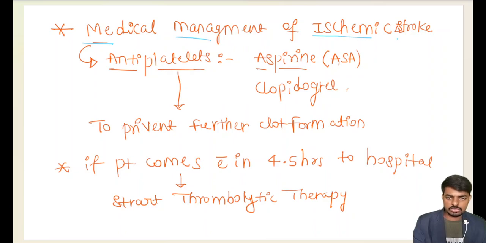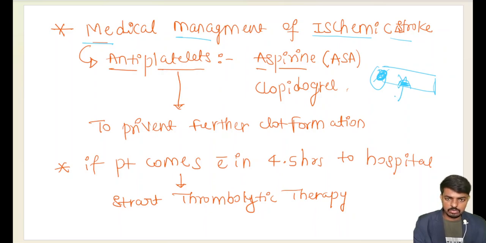What happens in ischemic stroke? Inside the blood vessel there is formation of a thrombus, and there is accumulation of emboli, a clot that came from elsewhere in the body. We need to destroy this emboli and dissolve this thrombus, so we use thrombolytics.